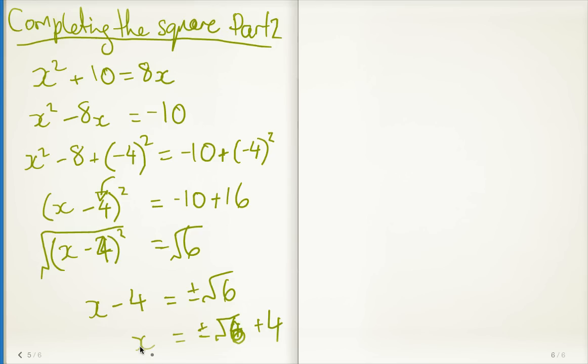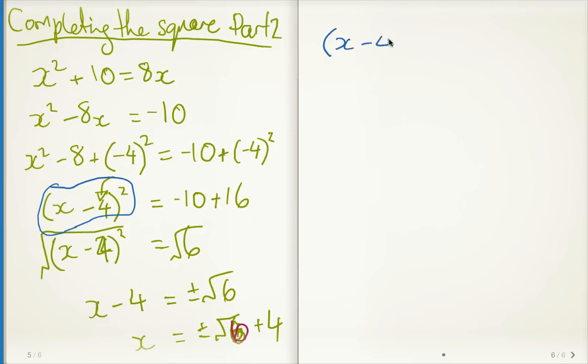Is that okay? So that's my answer. x is equal to plus or minus root 6 plus 4. Now if you're not sure at this stage, I can go back and show you that it's going to equal the same as the line before it.